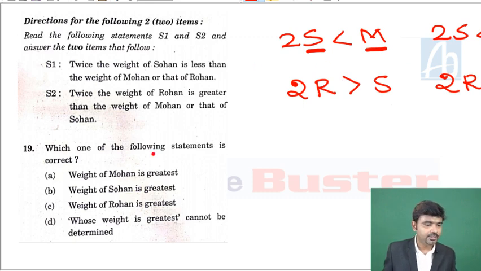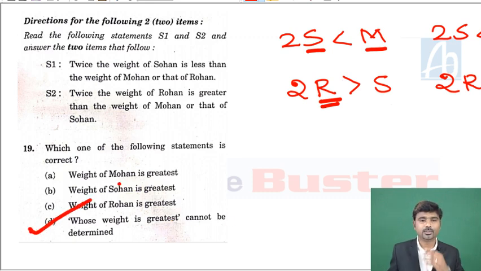Okay, which of the following statements is correct? Weight of Mohan is greatest. That we can't find. The reason is either R is the highest or M is the highest. Next one, weight of the Shogun is the greatest. That is wrong. Weight of the Rogan is the greatest. No. Whose weight is greatest cannot be determined. Answer for this question is D. We can find out one thing. Who is the least weight?